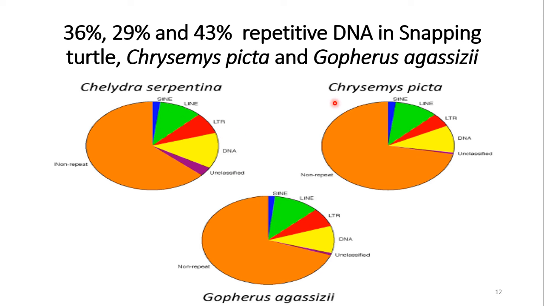In Chrysemys picta, it contains 29%, and Gopherus agassizii contains 43% repetitive DNA. In these results also LTR is more than DNA, and then LINE, and then SINE, and then unclassified parts.